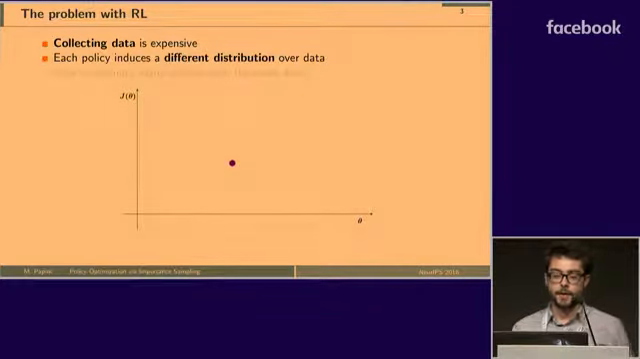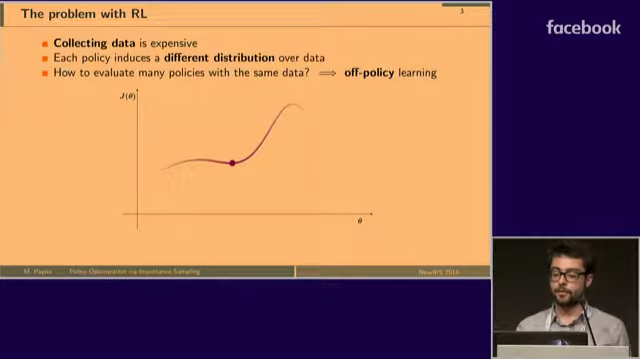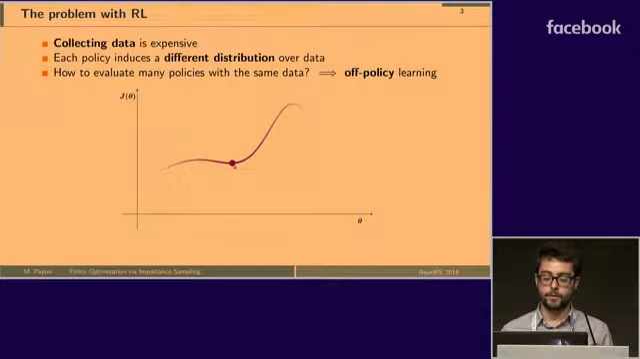So to perform our search, we need to evaluate candidate solutions, and to do so, we either have to collect plenty of data with a lot of different policies, or to perform some sort of counterfactual reasoning, which is known as off-policy learning in this case. The key intuition here is that with data collected with a policy, you can evaluate quite well policies that are similar, but you cannot say much about very different ones.